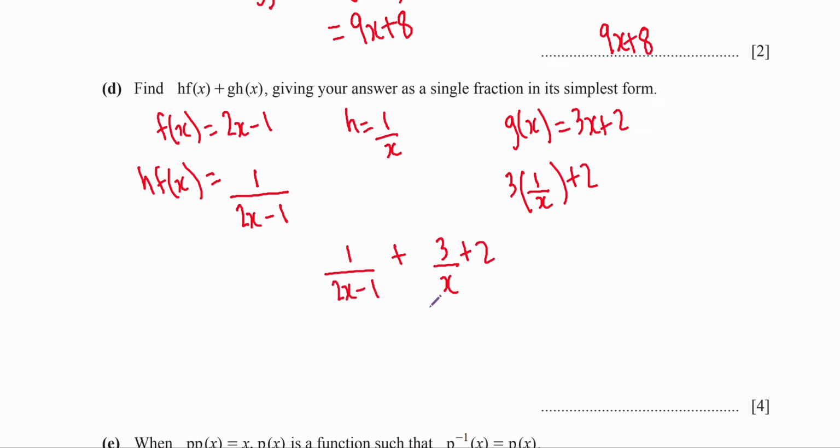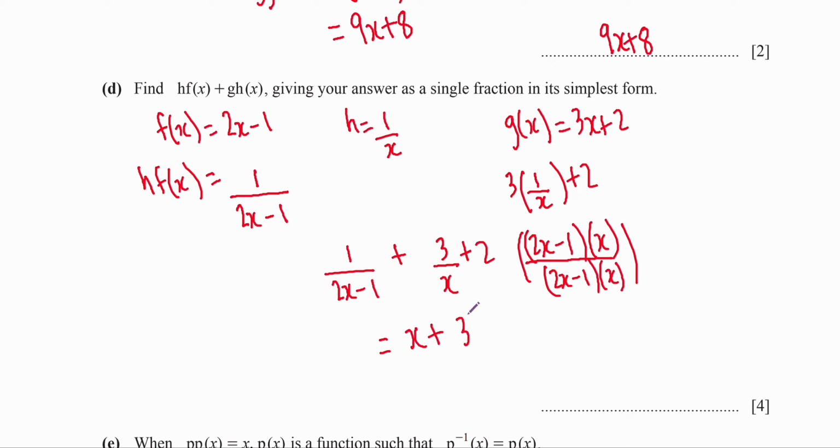Well, what can we do? We can multiply everything by 2x minus 1 and x. So that is equal to, if you multiply everything by 2x minus 1 times x divided by 2x minus 1 times x, that's like multiplying by 1. That doesn't change anything, right? So let's do that. So over here, if you multiply by 2x minus 1 and x, the 2x minus 1s would cancel out. You will be left with just x. So you would have x plus 3 times, well, if you multiply by 2x minus 1 times x, the x's would cancel out. You'll be left with 2x minus 1.